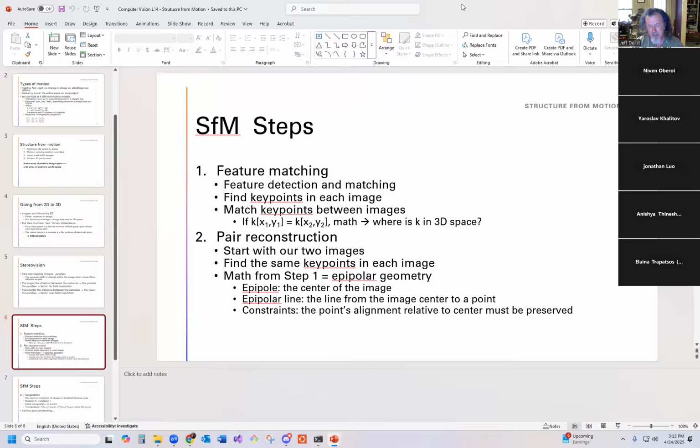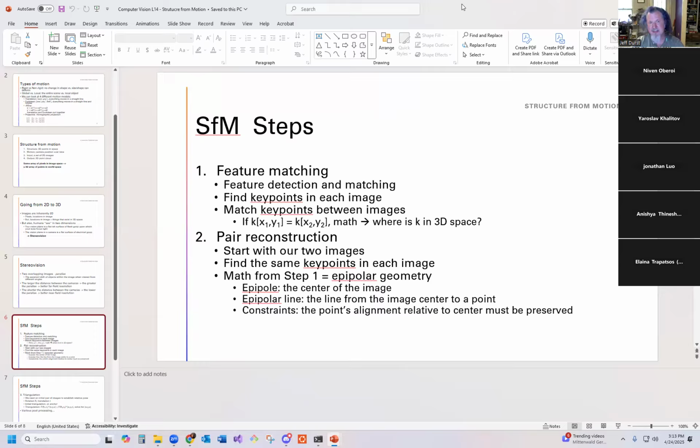And we do that with what's called pair reconstruction, where we start from our two images, we find all the key points in each image, and then the math we do to basically say if a key point is here on the left and here on the right. I'm not going to go into the math of this, but just so you know the words, if you keep working with structure from motion in your life, it's done using what's called epipolar geometry.